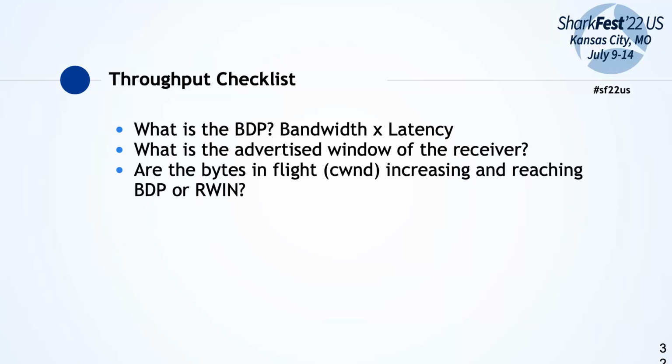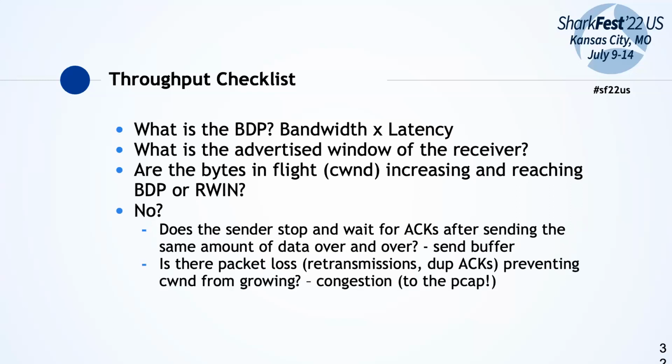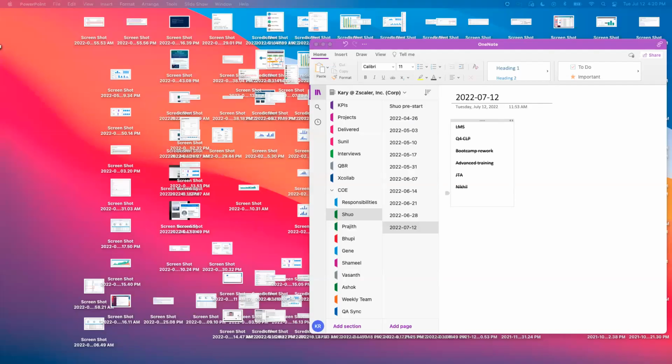So look at your bytes in flight. Is it growing? Is our congestion window increasing with each round trip? Is it trying to reach capacity? Is it continuing to send more and more data? Or if not, as we just saw, does it stop and wait for the acknowledgements to come in and then send the same amount of data over and over again? Or is there packet loss, or you see retransmissions, duplicate ACKs, so that the congestion window is prevented from reaching its full potential? Let's look at that real quick, what that might look like.